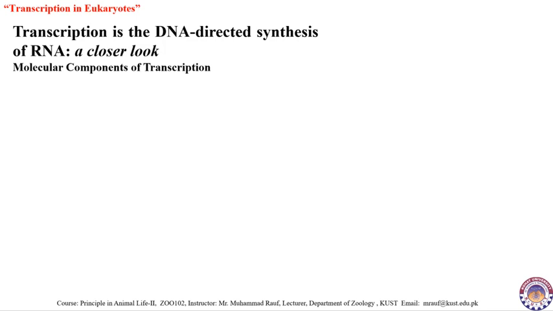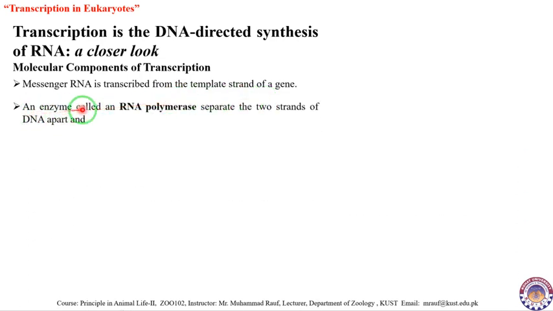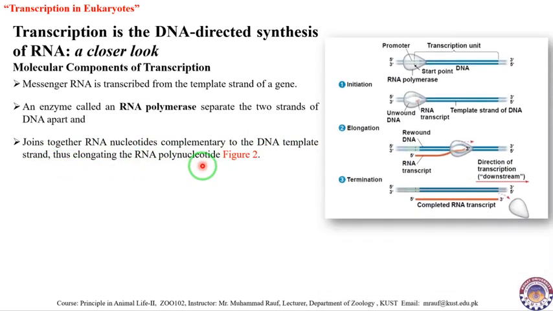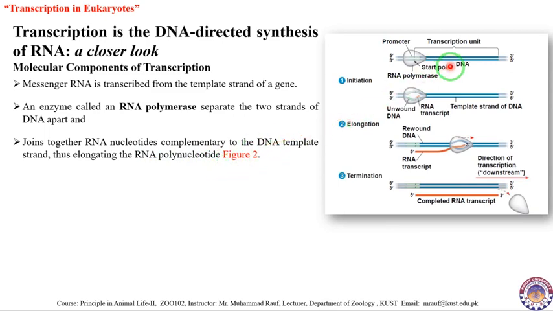Now we will discuss the process of transcription in a bit of detail. So messenger RNA is transcribed from the template strand of a gene. An enzyme called RNA polymerase separates the two strands of DNA apart and joins together RNA nucleotides complementary to the DNA template strand, thus elongating the RNA polynucleotide.